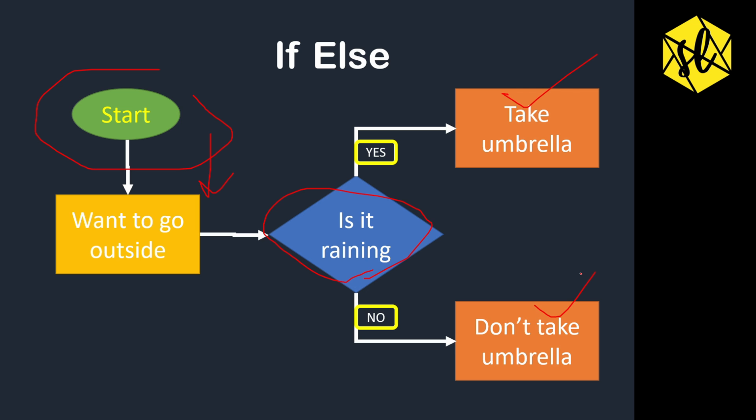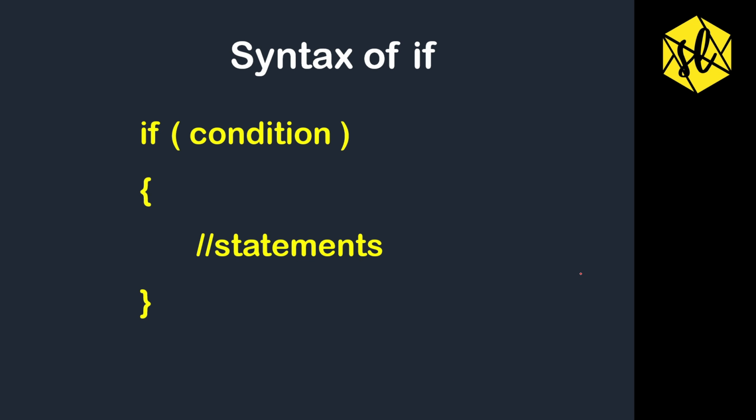If else statements basically check the condition and return one value. What will be the value? If the condition is true, it will return a statement or give a certain output, and if it is false, it will give another output. Now let's just move to the syntax of our if and if else.